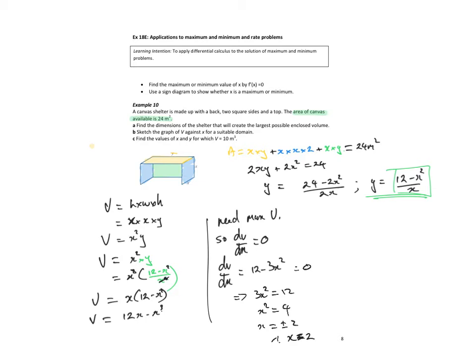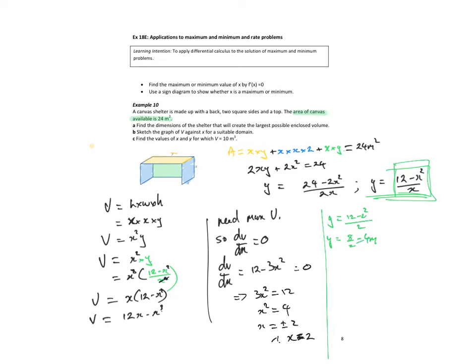So if the side length x is 2 metres, I use my y relationship: y is equal to 12 minus 2 squared on 2, y is equal to 8 on 2, which is equal to 4 metres. So those are the dimensions of my shelter that give me the largest possible volume.